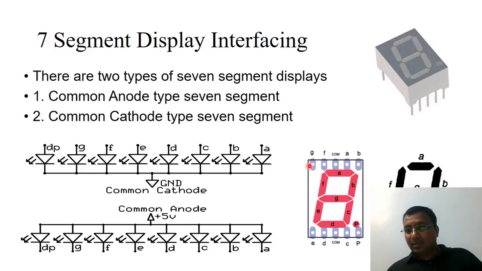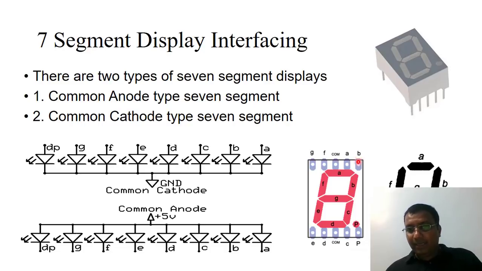So this is the segment structure. We have a center pin as a common pin. It is either a common cathode or a common anode, based on your purchase. If it is common anode, we need to connect it to +5. If it is common cathode, we need to connect it to ground.